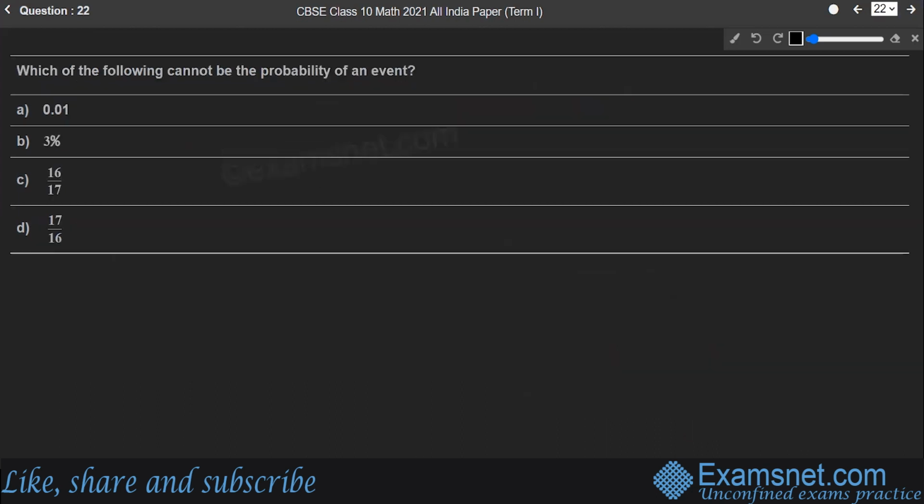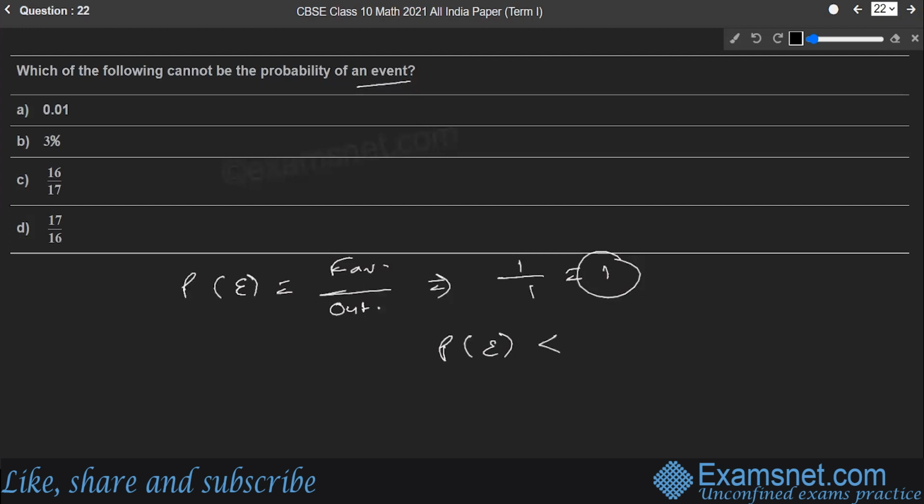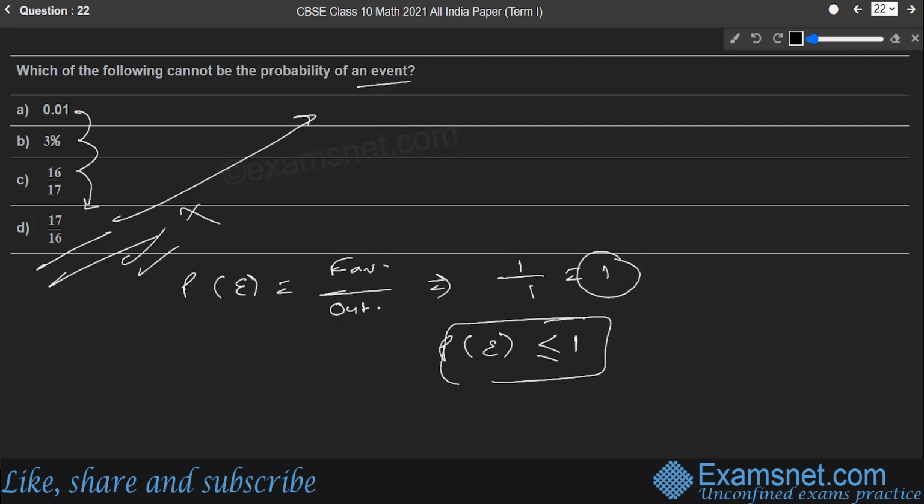Now, question 22. Which of the following cannot be the probability of an event? As we know, the probability of an event is the number of favorable outcomes divided by the number of total outcomes. So the maximum probability can be 1 by 1, that is 1. The probability of an event is always less than or equal to 1. It can never be more than 1, because the total cases are taken in the denominator. So whichever option out of A, B, C, and D has a value more than one is the answer. That is option number D. 17 by 16 is more than 1, so this cannot be a probability of an event. That is the right answer.